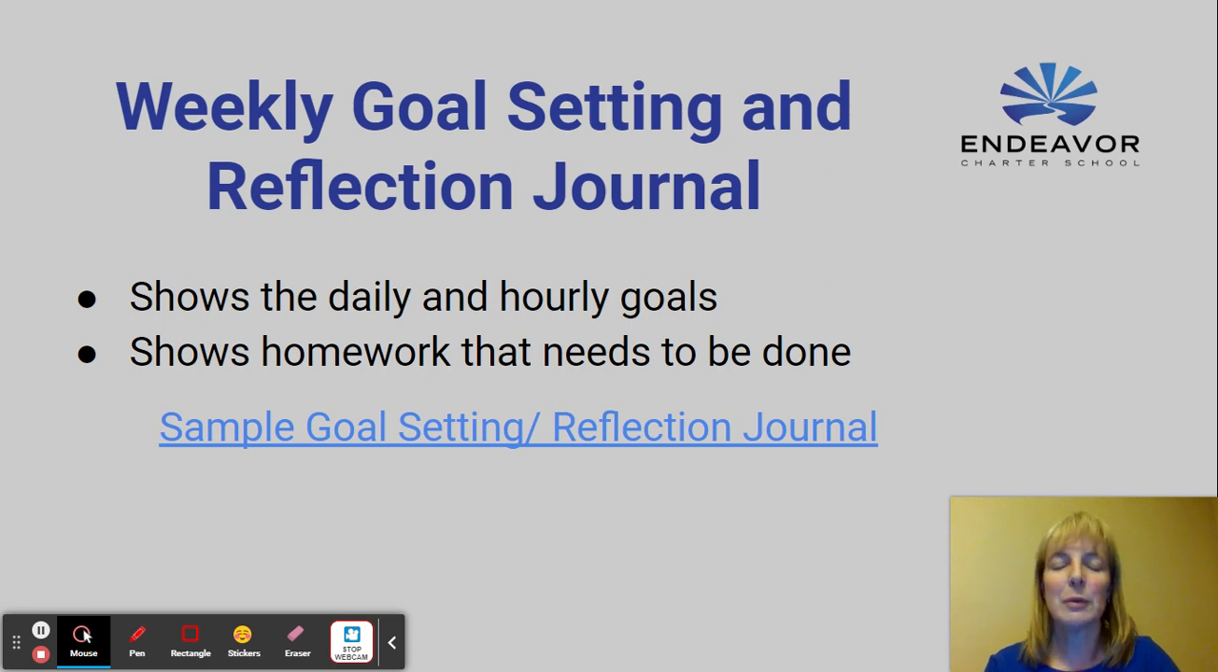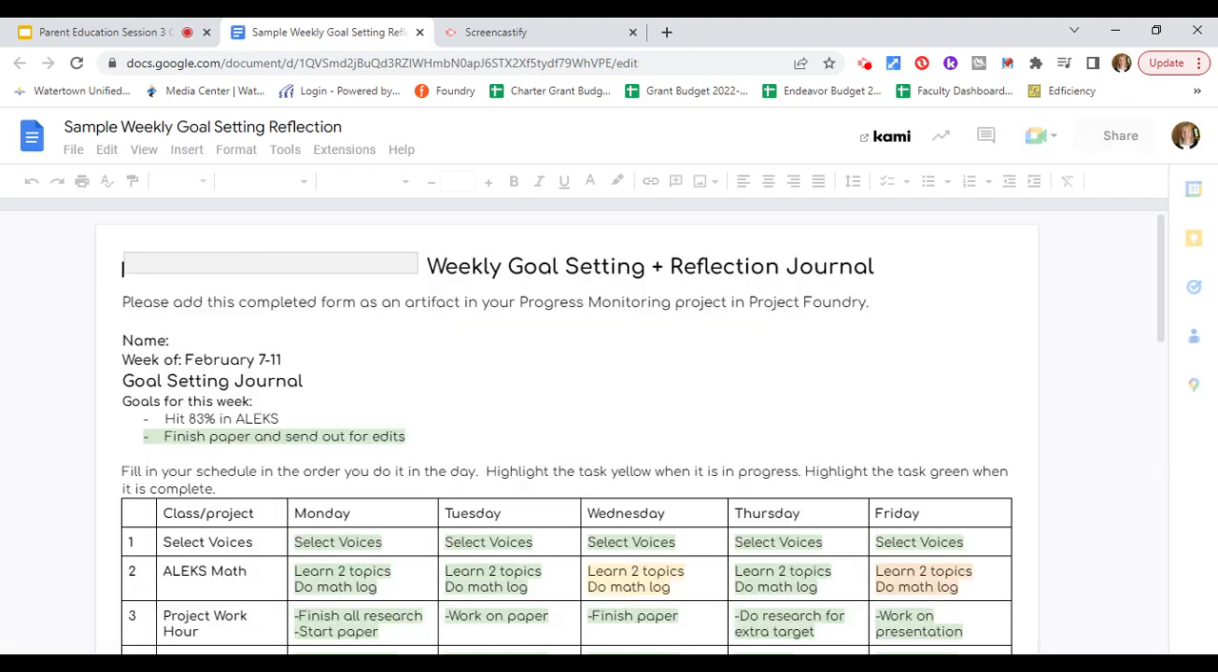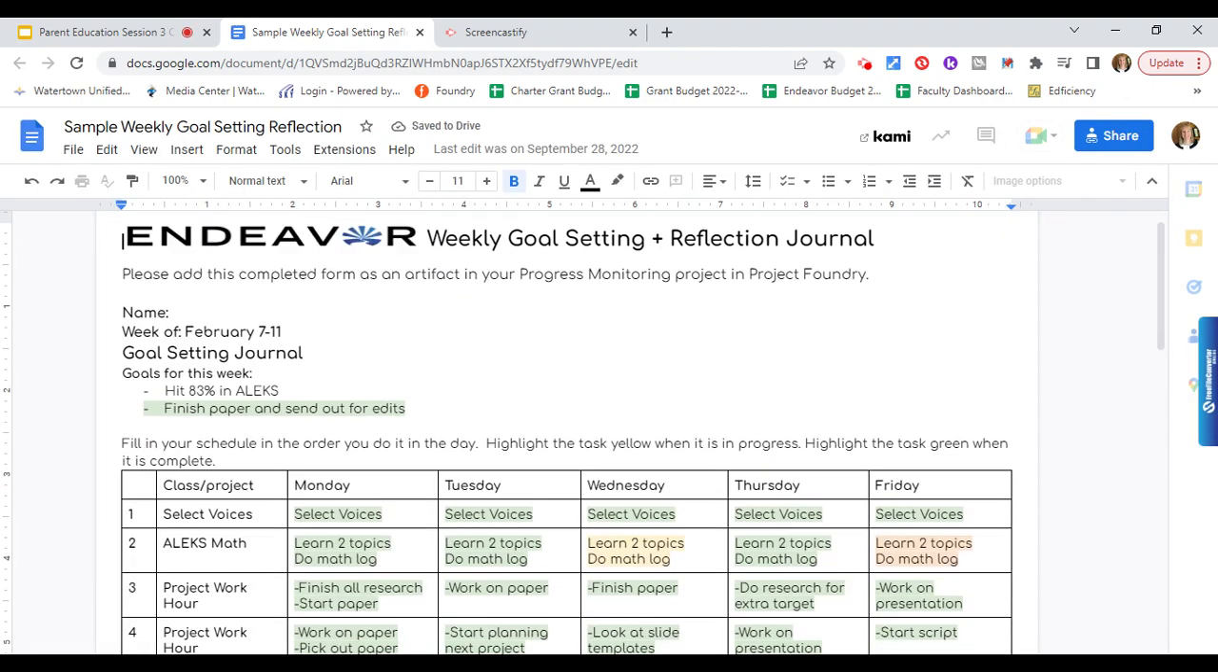Every student is required every week to show the daily and hourly goals that they have set for themselves. They put their schedule on their weekly goal setting journal. And then for each day, they should have very specific goals they are trying to meet in that particular hour. This is also a place where you can see the homework that needs to be done. An example of a weekly goal setting journal looks like this.